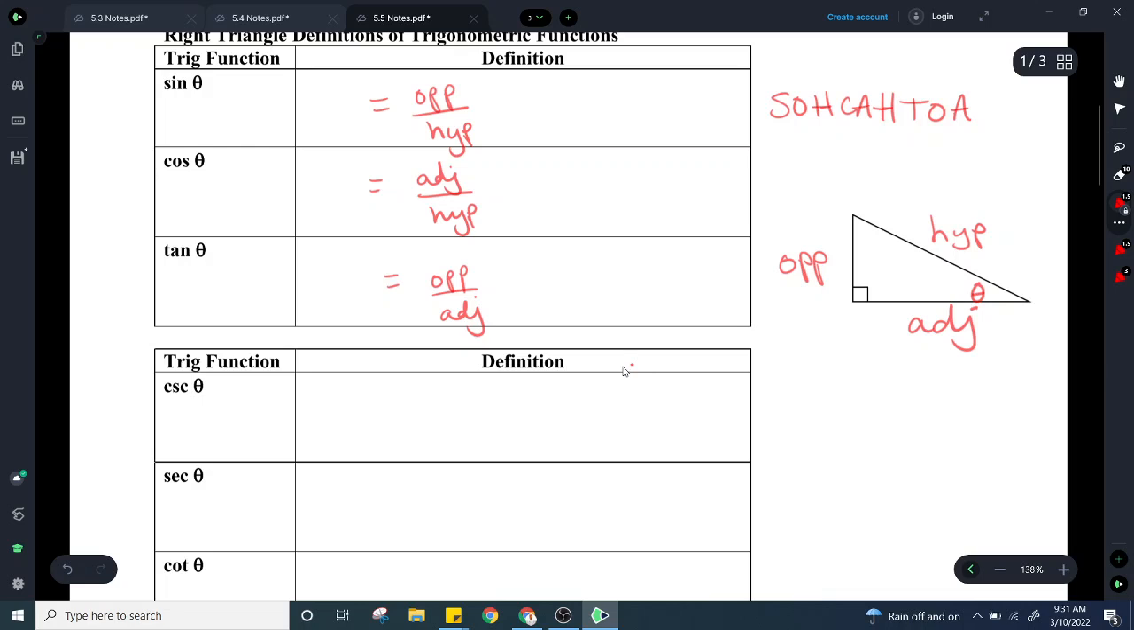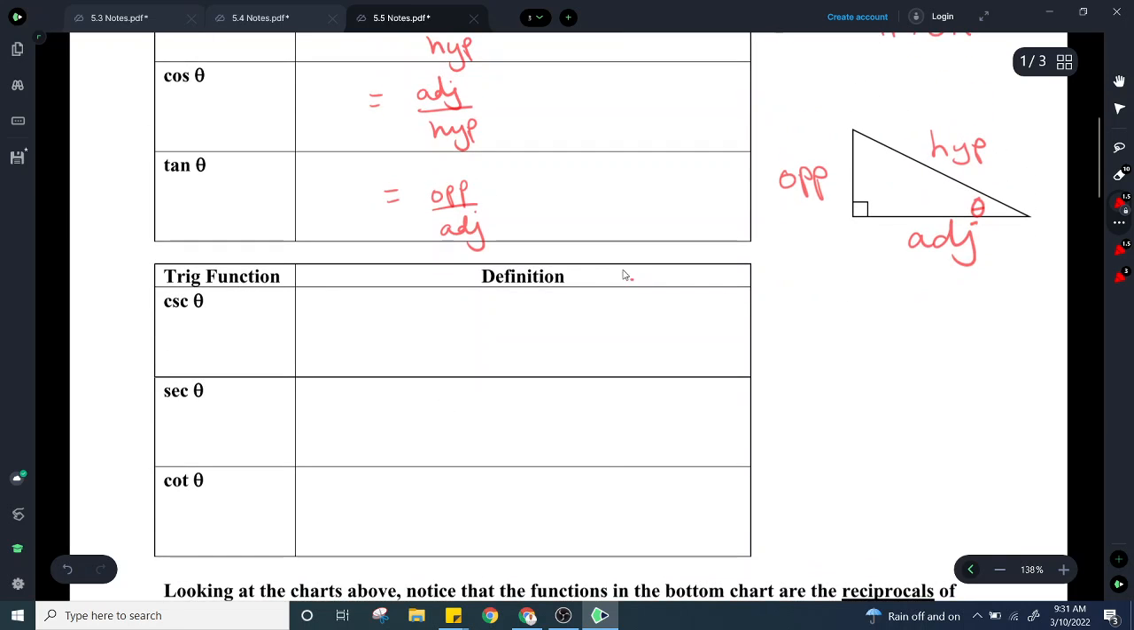So let's try that again. The other 3 are the reciprocal functions for the original. So as long as you remember what goes with what, as long as you know SOHCAHTOA, then the others you can just figure out as you need them. So for example, cosecant is the reciprocal of sine. So that means that cosecant is going to be the hypotenuse over the opposite.